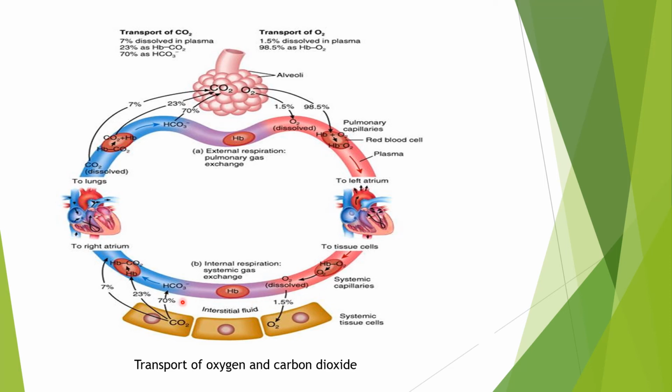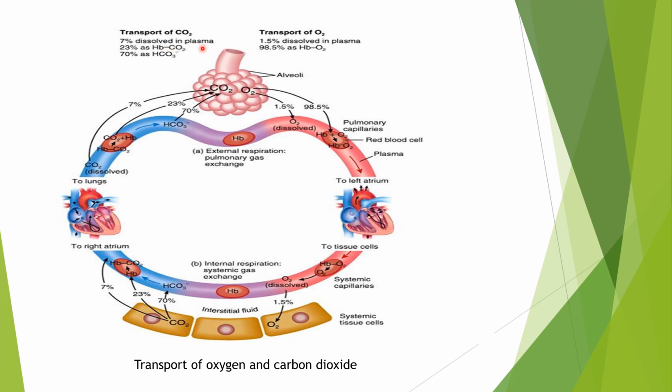And in the tissue, where the concentration of oxygen is low as compared to carbon dioxide, this oxyhemoglobin dissociates to release the oxygen. Similarly, the dissolved form is also transported from the blood to the tissue along the concentration gradient.